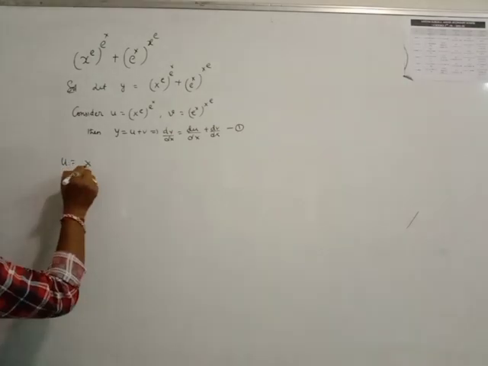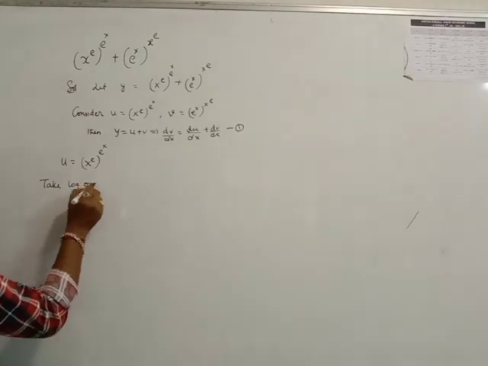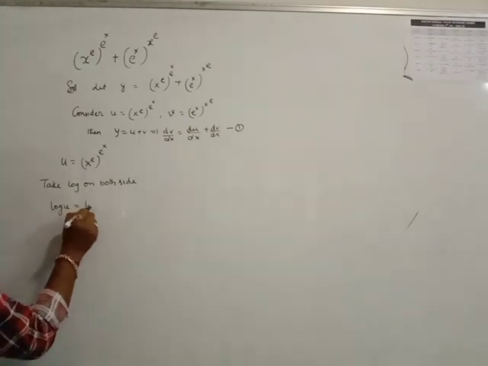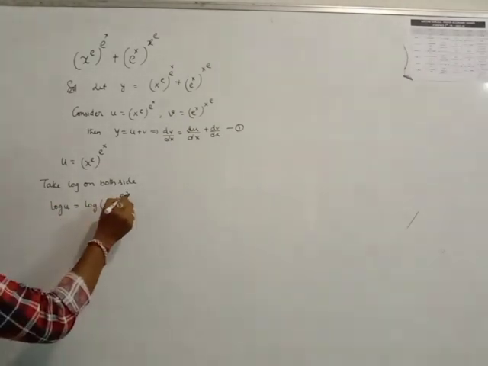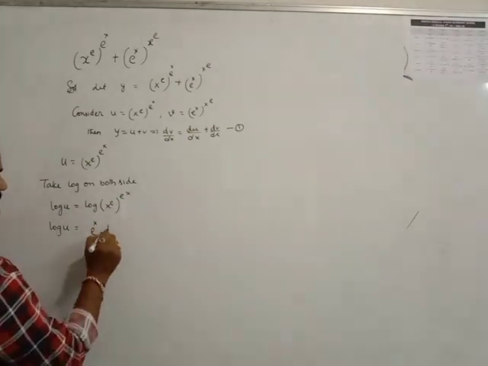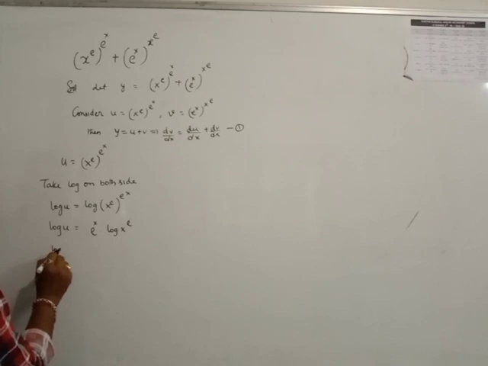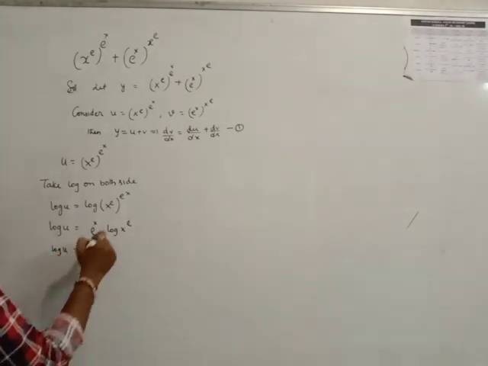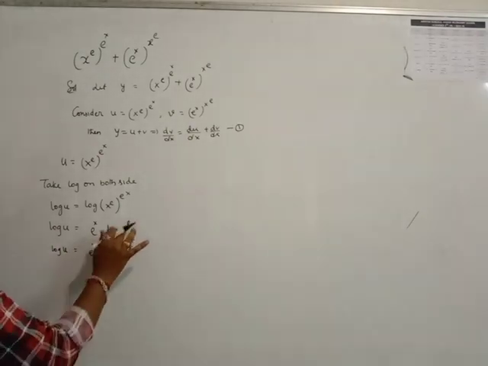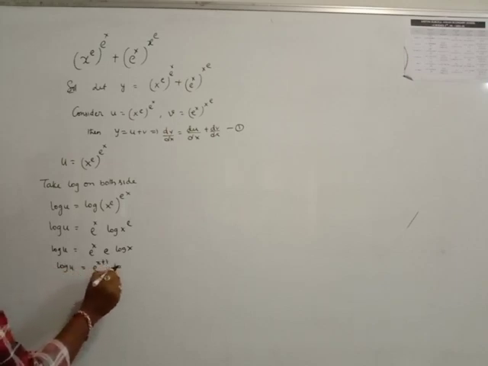Now u is equal to x power of e whole to the power of e power of x. Take log on both sides. So log u is equal to log of x power of e whole to the power of e power of x. So log u is equal to e power of x into log of x power of e. Since it is a power, it comes to the outside: e power of x into e log x, because log of a power m is m log n. So log u is equal to e power of x plus 1 into log x.